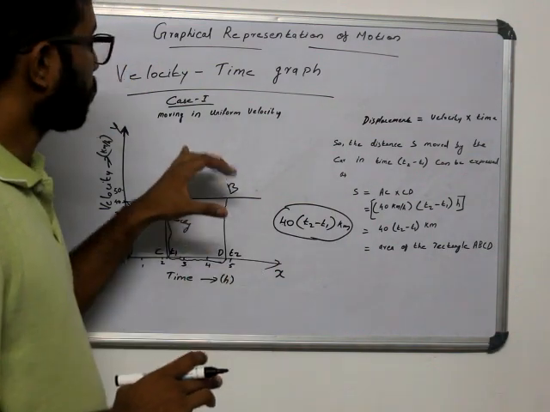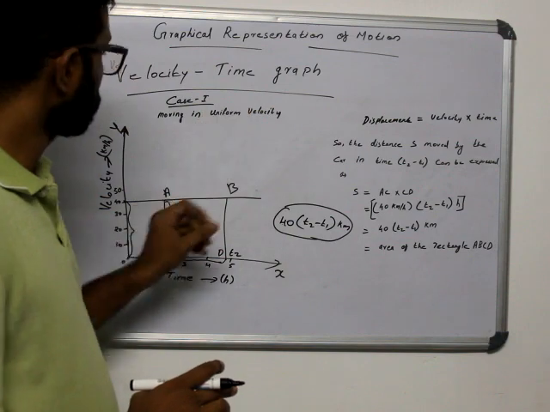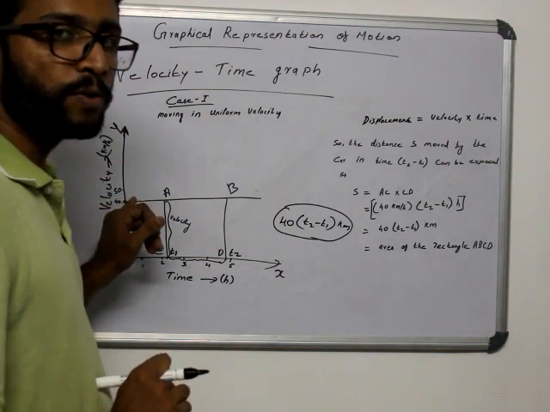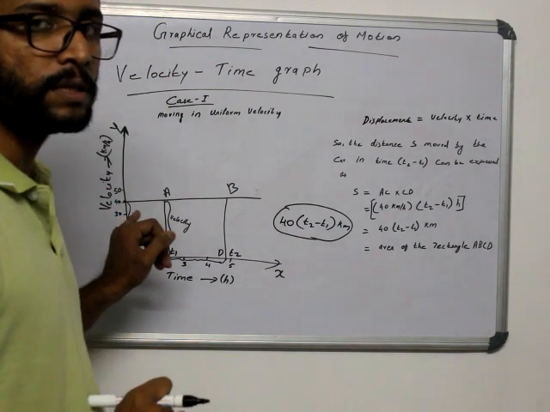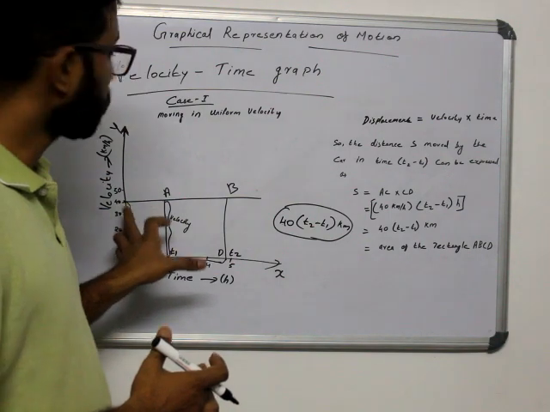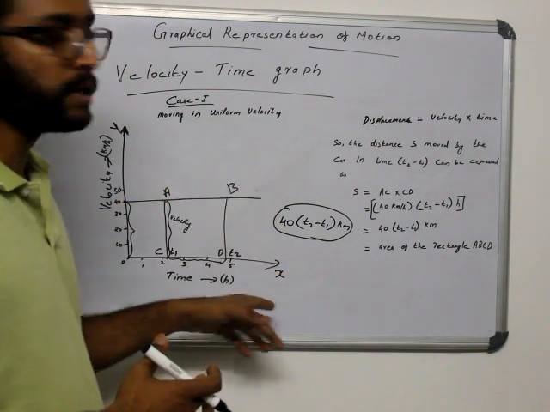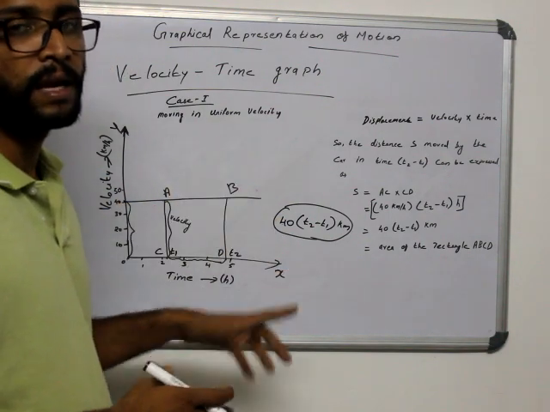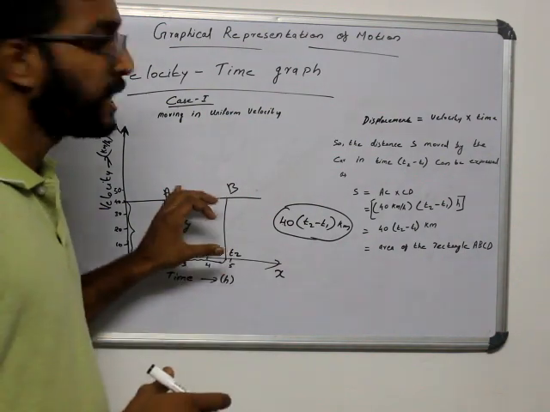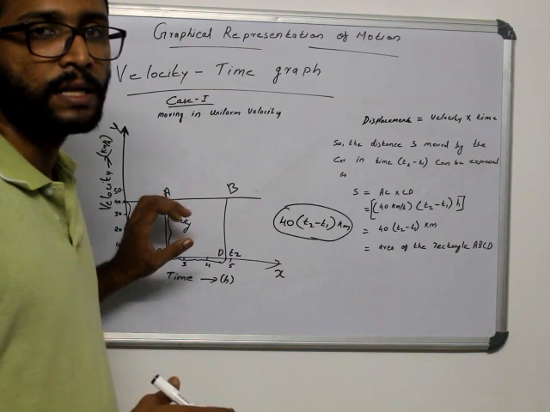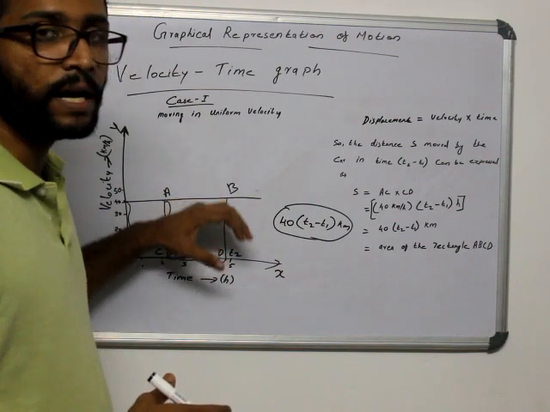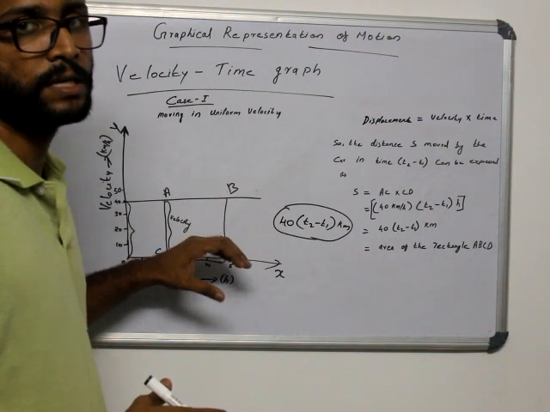So for a velocity time graph, if the object is moving at uniform speed or uniform velocity, how will that graph look? There will be a straight line which is parallel to the time axis, and we can find the displacement from the velocity time graph by taking the area under the velocity time graph, so that area will give the displacement.